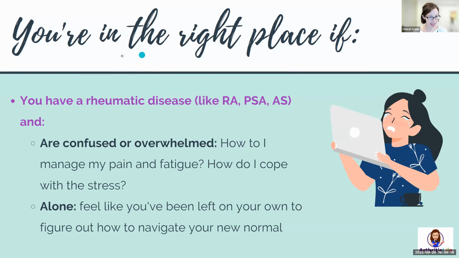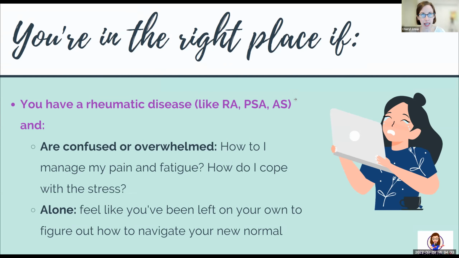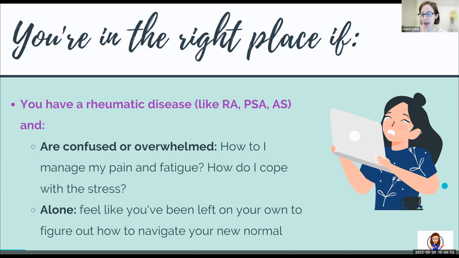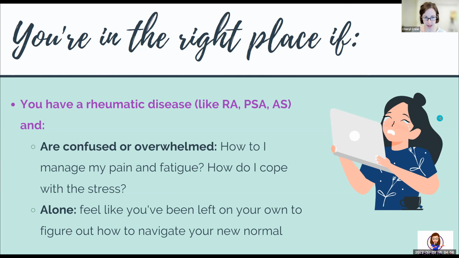So you are in the right place if you have a rheumatic disease, which is kind of a vague term. Rheumatology is a confusing term in general, but a rheumatic disease umbrella includes all of these inflammatory or autoimmune/autoinflammatory forms of arthritis, like rheumatoid arthritis, psoriatic, ankylosing spondylitis, or lupus. And if you maybe are feeling a bit confused or overwhelmed about how to manage everything and how to cope with the stress, or maybe feeling like you've been left on your own to figure out how to adjust, this picture might be a dramatization over here, but it might also be familiar.